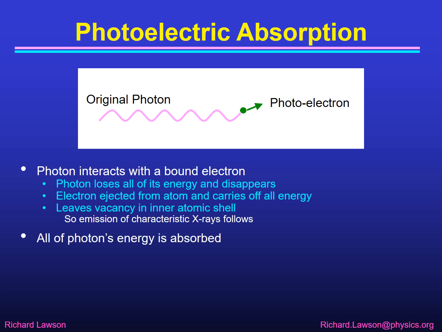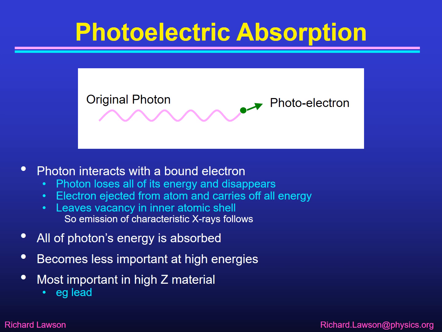But in this case, all of the photon's energy is absorbed and it goes into the electron, and this becomes less important at high energies, but it's most important in high atomic number material. So this is most important in things like lead and less important in things like human tissue.